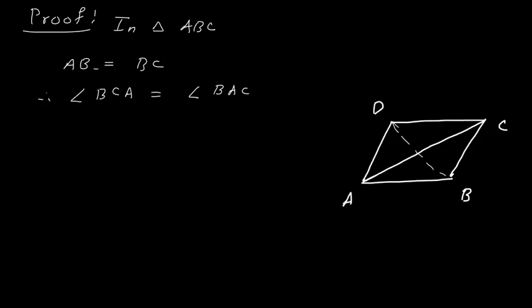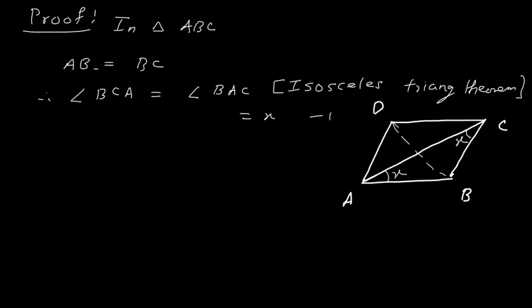Sides are equal, then their opposite angles will also be equal. This is your isosceles triangle theorem. So this angle and this angle are equal. So let us consider that they are x. So angle BAC is equal to x, I will say. Fine. This is equation 1.